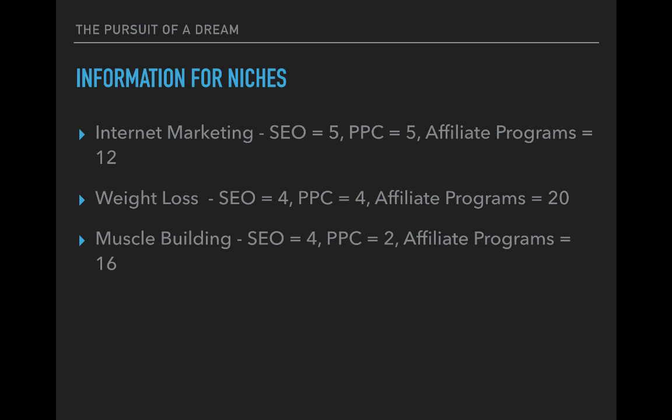So internet marketing, as you can obviously see, is the hardest niche. The SEO rating is 5, the PPC rating is 5. Whereas weight loss, the SEO is 4 and PPC is 4. For muscle building, the SEO is 4, and the PPC is 2. This isn't conclusive. The difficulty is just to give you an idea of what it'll be like. So my advice will always be choose the one you're most passionate about.